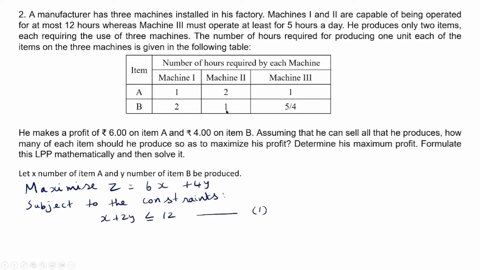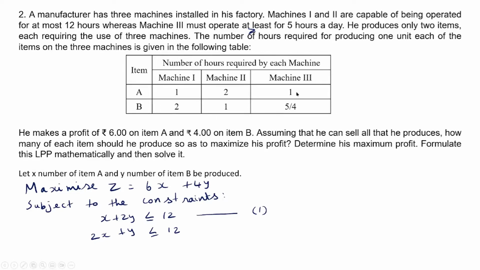Then the second constraint is with respect to machine 2. A requires 2 hours on machine 2 and B requires 1 hour on machine 2. Machine 2 is available for at most 12 hours. So we have the next constraint as 2x plus y less than or equal to 12. The third constraint is with respect to machine 3. Machine 3 must operate at least 5 hours a day. So at least means more than or equal to.